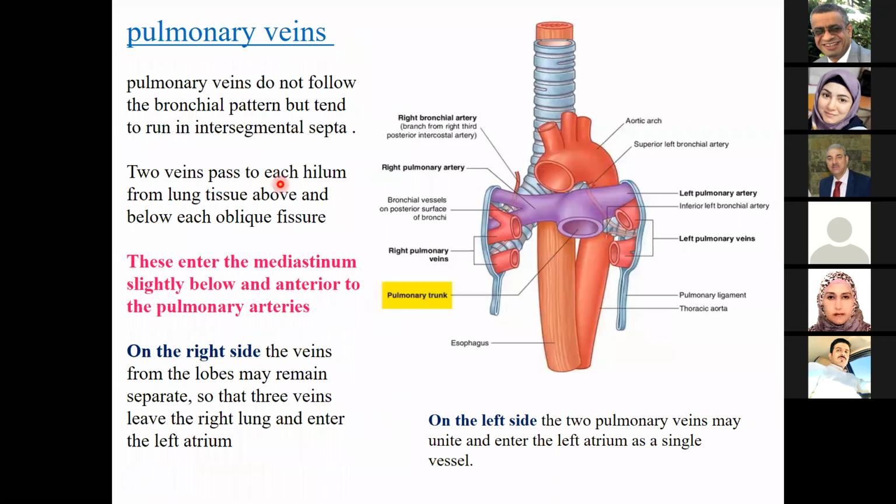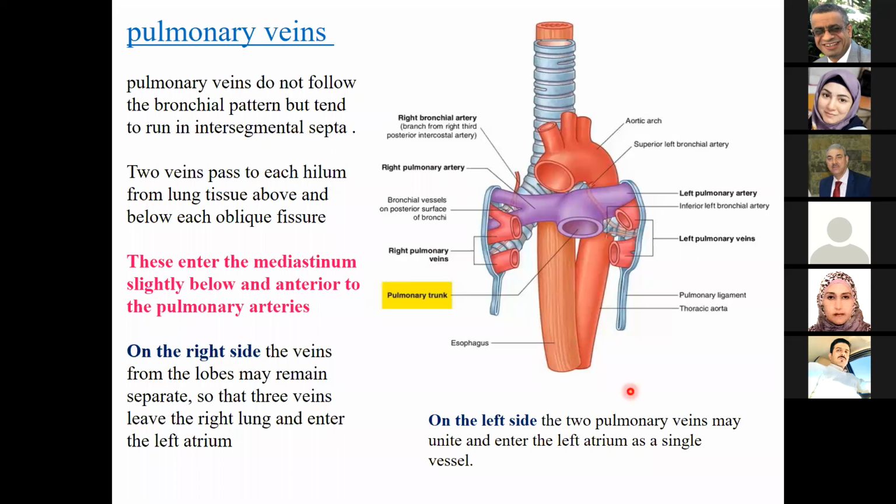On the right side, the vein from the lobe may remain separated so that 3 veins leave the right lung and enter the left atrium, while on the left side, the 2 pulmonary veins may unite and enter the left atrium as single vessels. This is the right pulmonary vein and the left pulmonary vein. This is the pulmonary trunk.